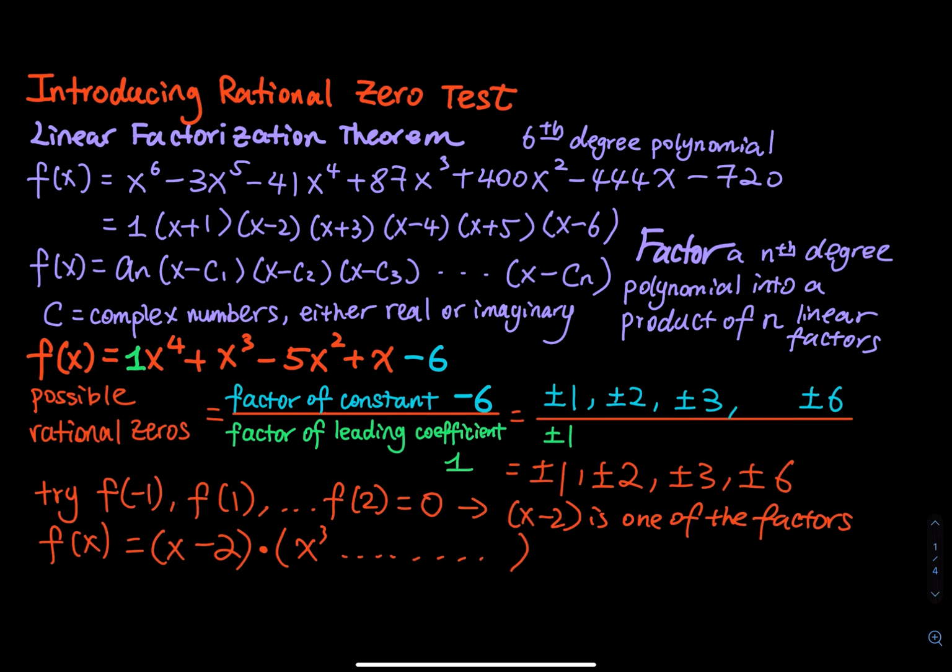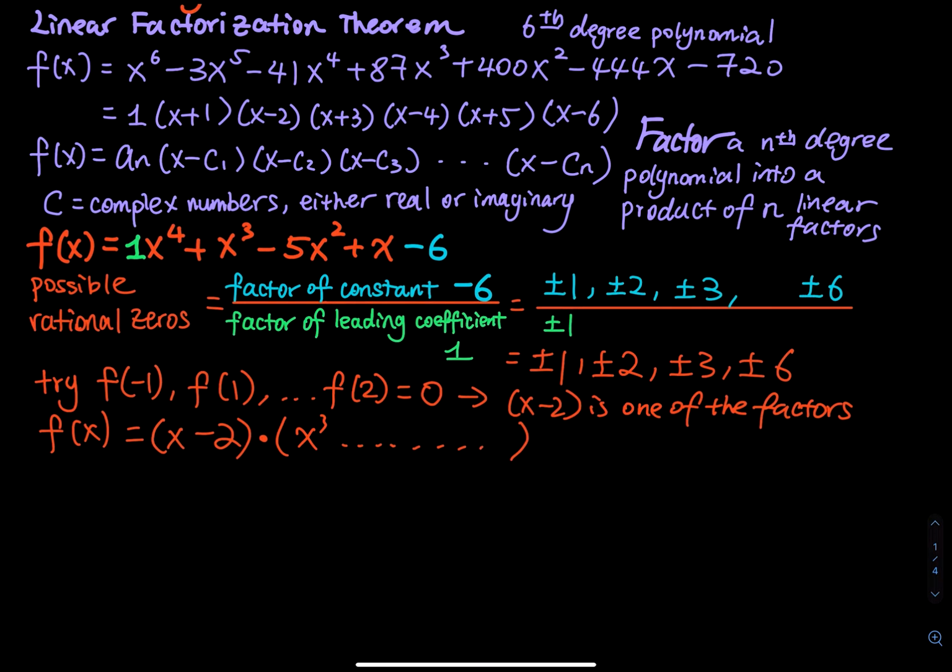The next step is I will be taking the given polynomial divided by this to get this. Think about this. 4 times 3 equals 12. That means 12 divided by 4 equals 3, right? So I am going to take the given polynomial divided by x minus 2, and I will use synthetic division, because in the rational zero test, people use synthetic division.